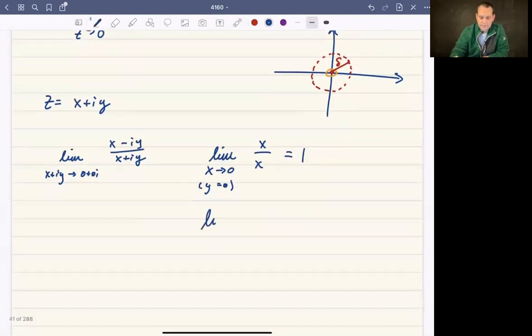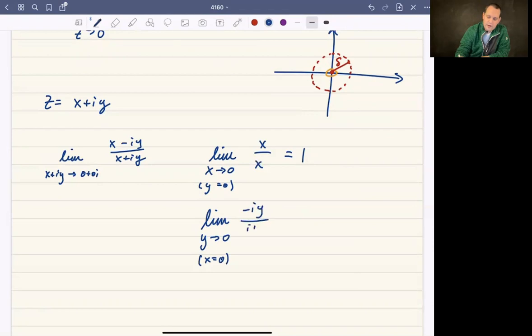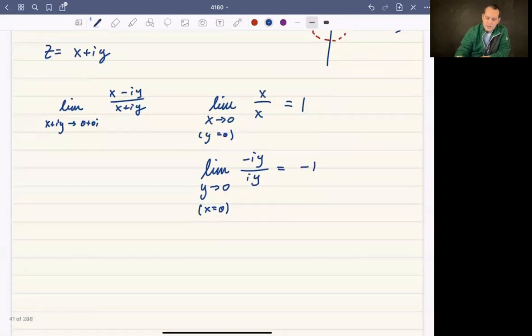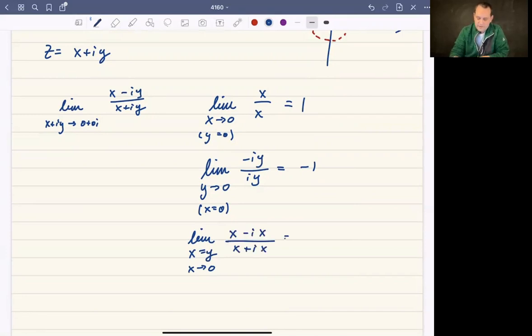We could look at the limit of y going to 0, but where x is 0. And if that's the case, we're going to get the limit of minus iy over iy. And so the y's will cancel, and we'll have minus i over i, which is negative 1. You could even look at something like, in general, x equals y, where one of them is going to 0. And if that's the case, then you're going to look at x minus ix over x plus ix. You have to be a little bit careful here, but you can factor an x out of this, and you'll end up with 1 minus i over 1 plus i.